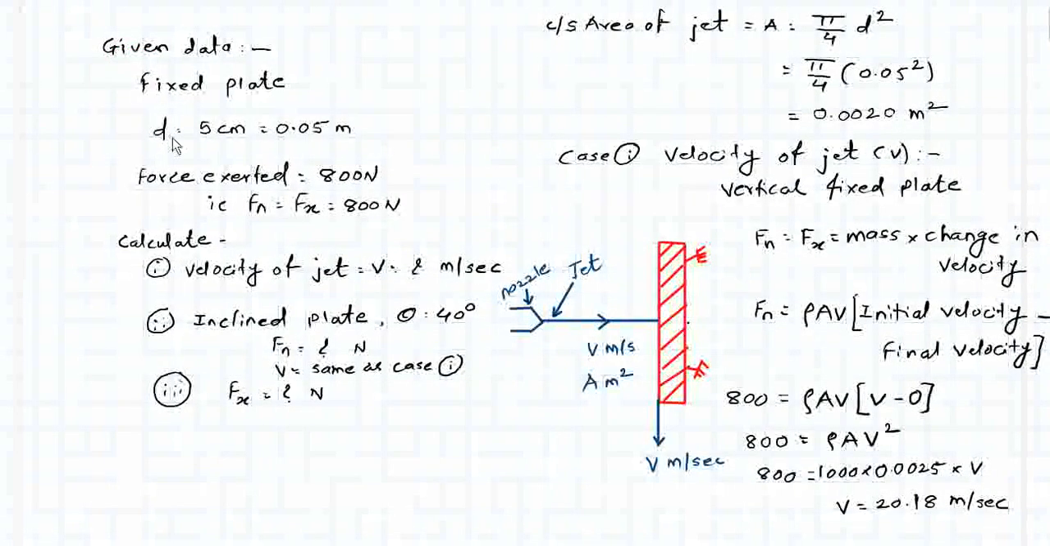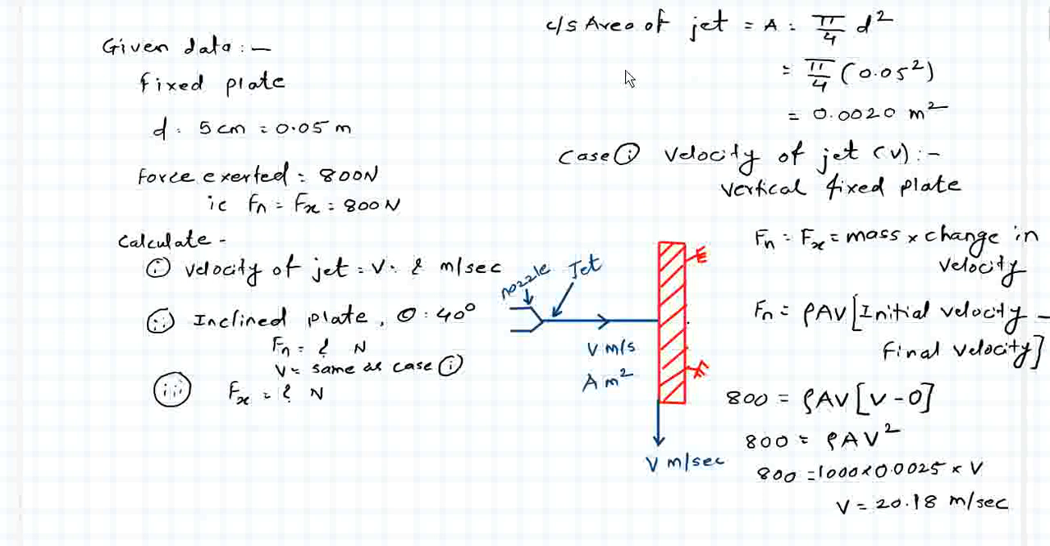Plate is a fixed plate having jet diameter 5 centimeter, force exerted in normal direction 800 Newton. So we can say Fn. Here we consider the plate is vertical, that's why the force in the normal direction and the x direction, in the direction of the jet, is 800 Newton. We have to calculate the velocity of jet for case 1, then the normal force for case 2, and the force in the direction of the jet Fx for case 3 using case 2.